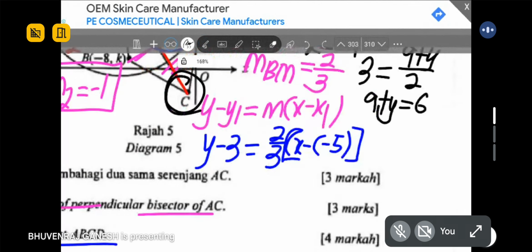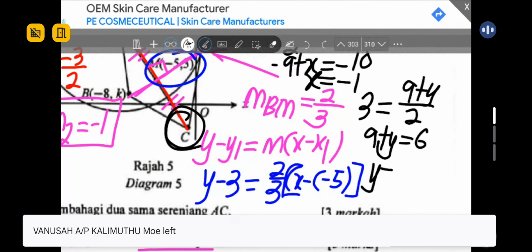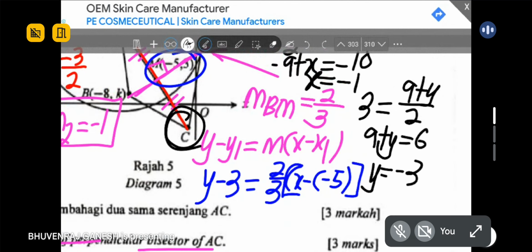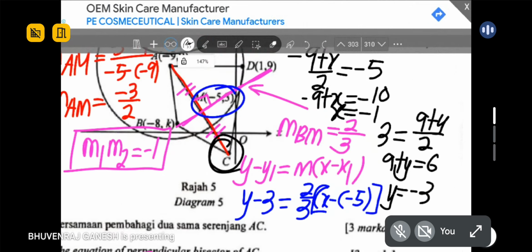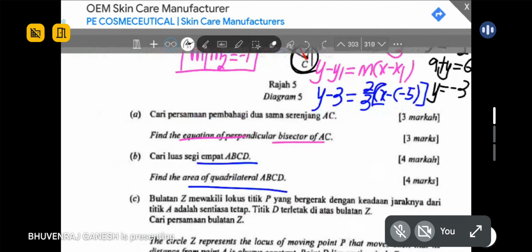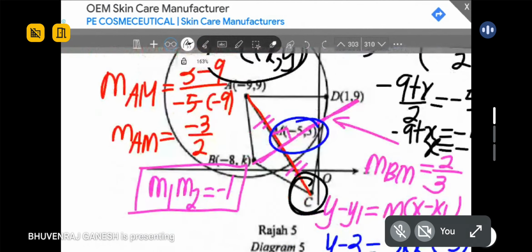Wait. Okay, so your y should get negative 3. So the coordinate is negative 1, negative 3. That is for coordinate C. Okay, now coordinate B also you need to find, guys.